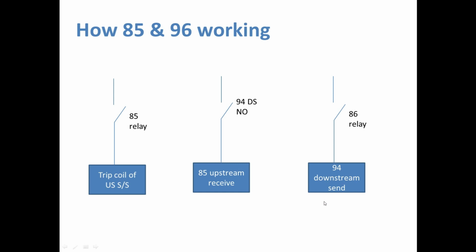What will happen is that the intertrip coil supply NO will be connected in the upstream substation. In the upstream substation we keep this NO of the downstream send relay. Once the downstream relay is energized, this NO also will be closed. Then it will connect to the upstream 85 relay, that is the receive relay coil supply. So the 85 receive relay will be energized. That 85 receive relay NO will be connected to the trip circuit of the upstream substation. In that way, the 85 and 94 work in the upstream and downstream substations.